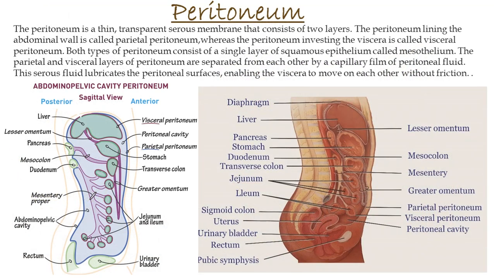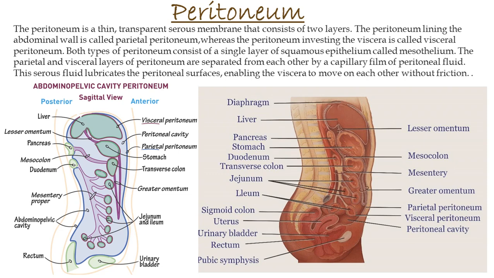The peritoneum. The peritoneum is a thin, transparent serous membrane that consists of two layers. The peritoneum lining the abdominal wall is called parietal peritoneum, whereas the peritoneum investing the viscera is called visceral peritoneum. Both types of peritoneum consist of a single layer of squamous epithelium called mesothelium.